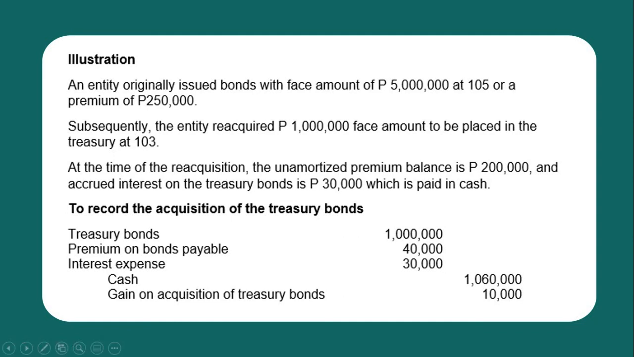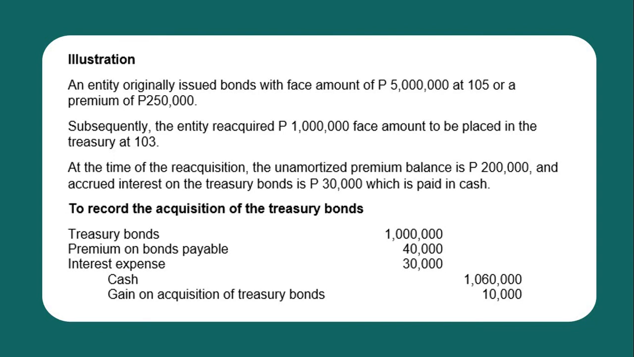And the related accrued interest on treasury bond is 30,000. So, i-debit na siya: interest expense 30,000. Credit cash equivalent to the acquisition price. The acquisition price is 103. That is 103% of the face amount 1 million. That is 1,030,000 plus the accrued interest nga 30,000. So all in all, we have 1,060,000.